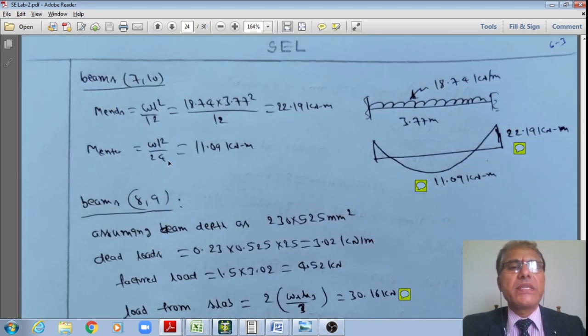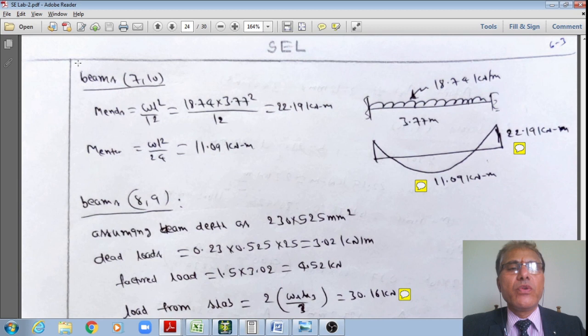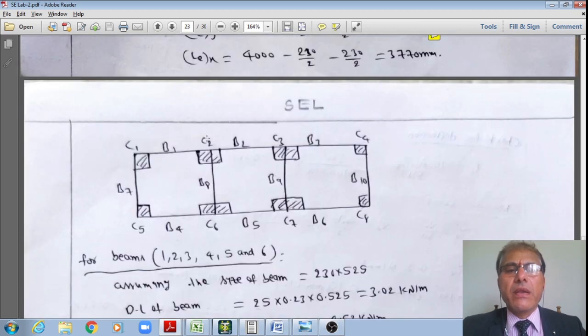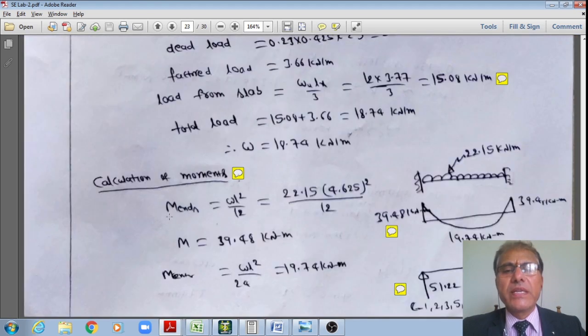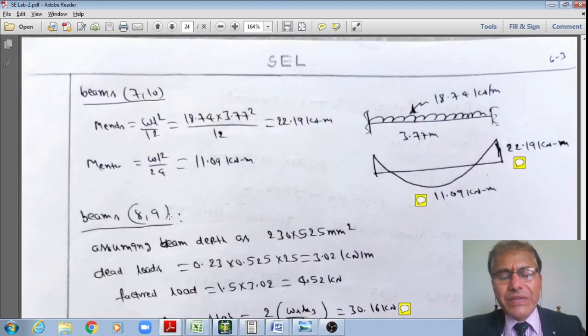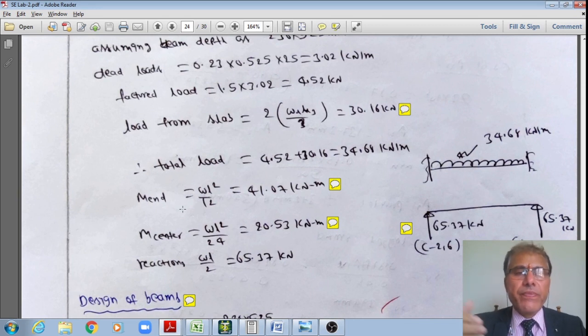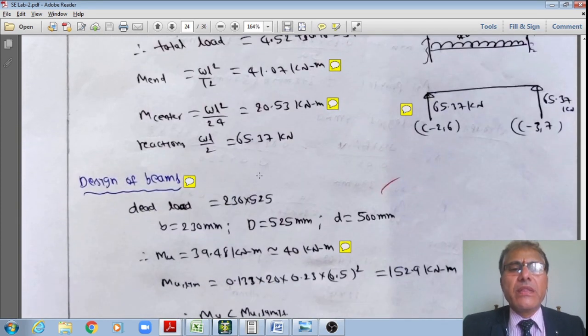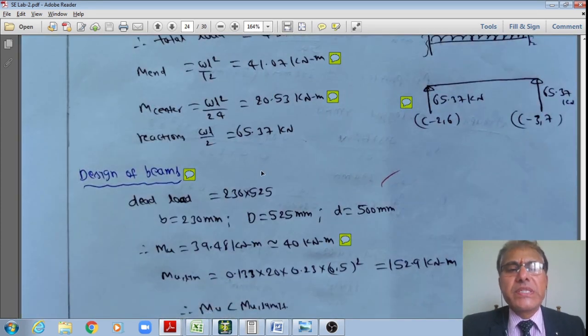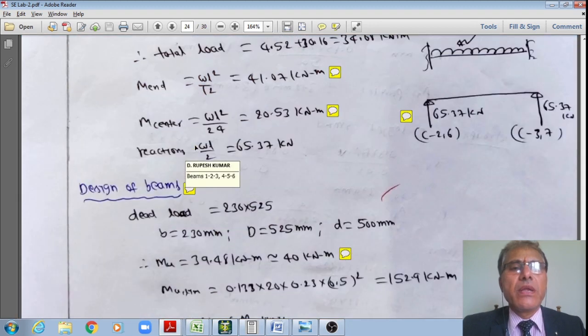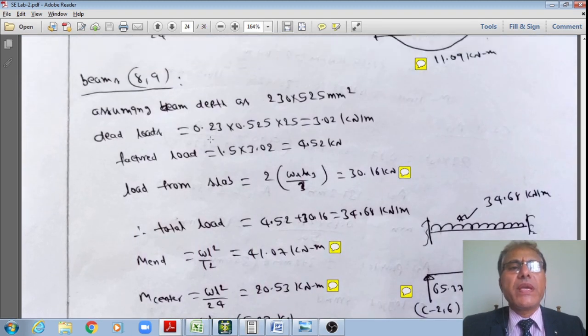Similarly, now let me analyze these exterior beams. Because there is only one span, I'll assume that both ends are fixed, because of the stiffness of the beams at the other ends, because those beams are of a higher size than these 7th and 8th beam sizes. Therefore I can assume that it is fixed on either side.